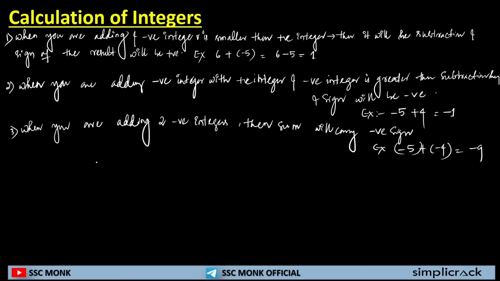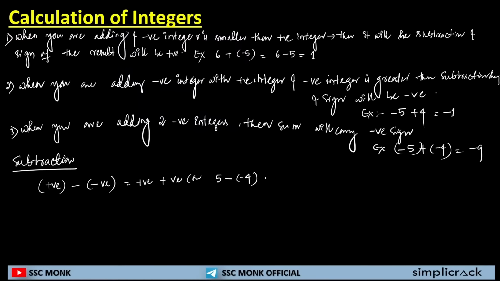Now, in case of subtraction, now I will write it in shorthand. So when there is a positive number and you are taking difference of a negative number, what will happen? Positive, negative, negative, positive. So this will be positive number plus positive number. For an example here, 5 minus minus 4 can be written as 5 plus 4, that is equal to 9. Remember this. This is first rule.